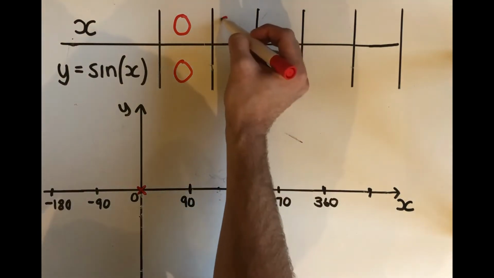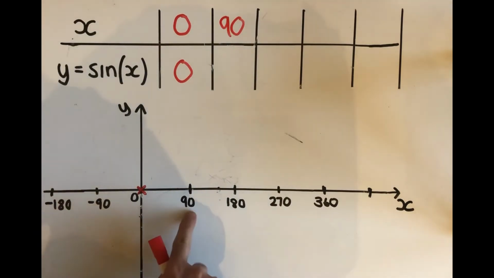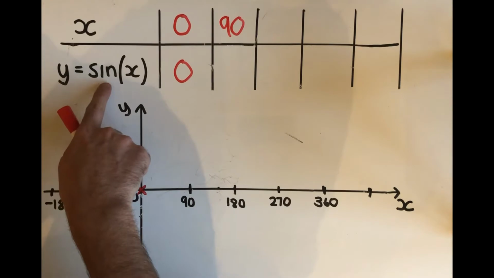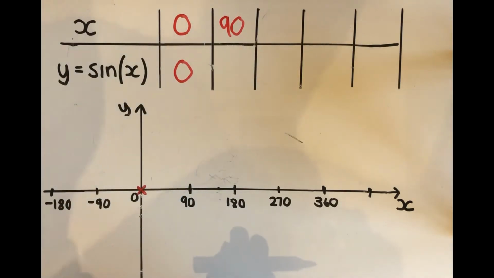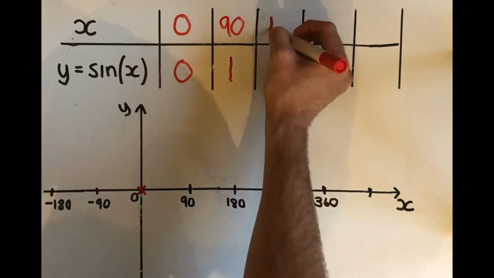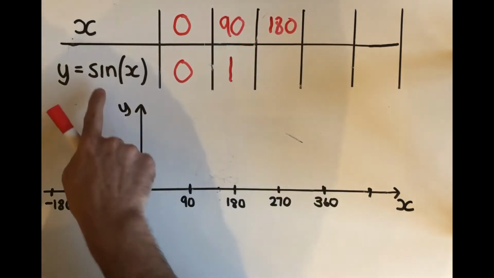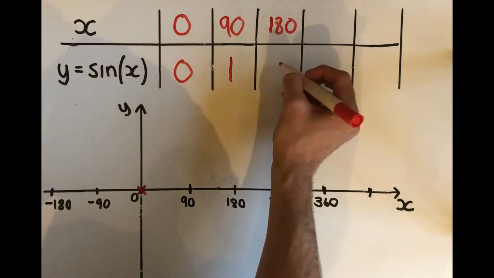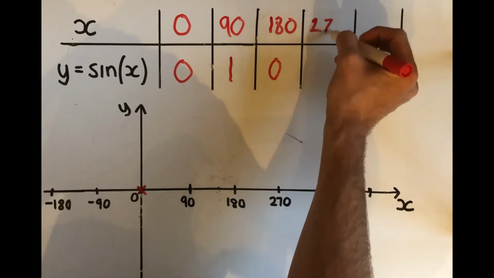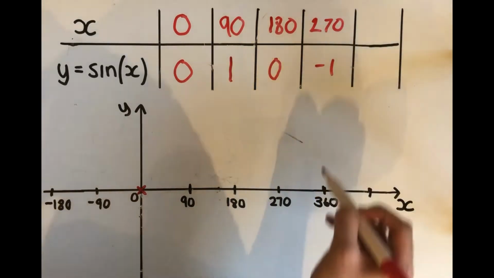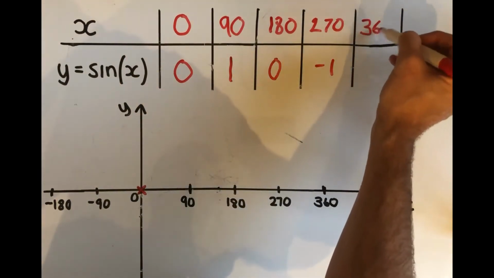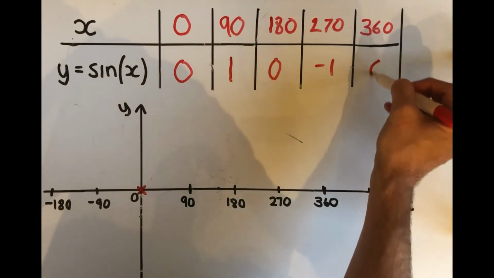Next value, 90. What happens when x is 90 and I put 90 in there instead of x? Well, the sine of 90, get your calculators, try it. The sine of 90 comes out to be 1. Next value, 180. The sine of 180, put it on your calculator. Again, the answer is 0. Then we move on to 270, and the answer is -1. And our final value, the sine of 360, so when x is 360, y is again equal to 0.